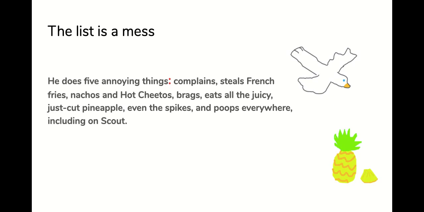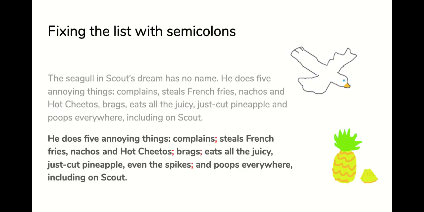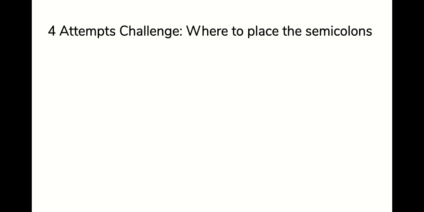So we are going to do that this way. He does 5 annoying things. Complains, semicolon. Steals French fries, nachos, and hot Cheetos, semicolon. Brags, semicolon. Eats all the juicy, just cut pineapple, even the spikes, semicolon. And poops everywhere, including on Scout. Now the reader is helped along to understand each of those 5 things, even the long ones like the pineapple and the food. Okay, so here are your 4 attempts challenge.